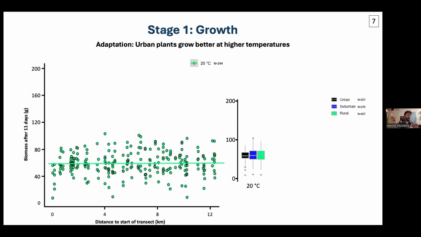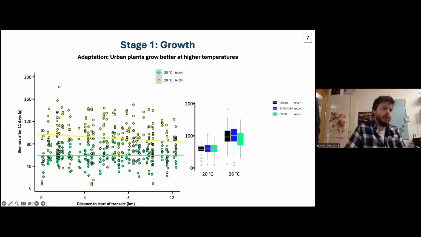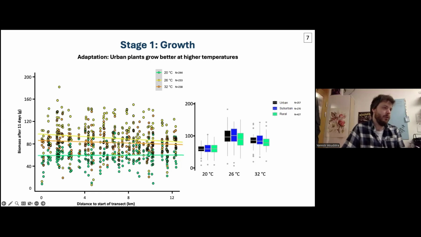At summer temperature in Amsterdam, we don't see any difference between urban and rural plants. They basically do equally well. But then when we increase the temperature, the urban plants produce more biomass, so they outperform their rural relatives. And we see this at both 26 and 32 degrees. So not huge increases, but we see as the temperature increases that the effects start to also be diminished a little bit the higher we go.